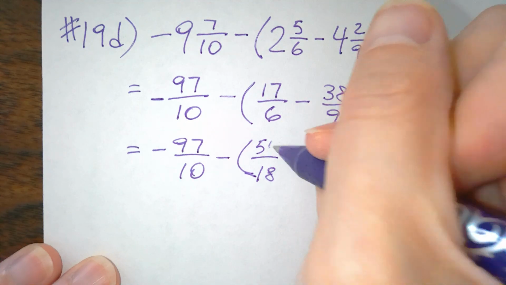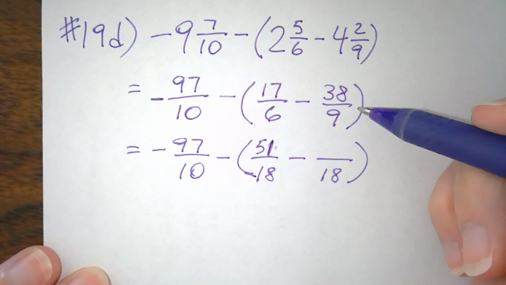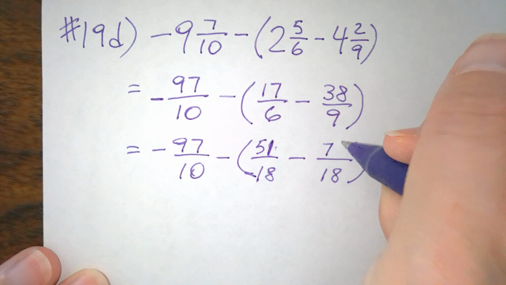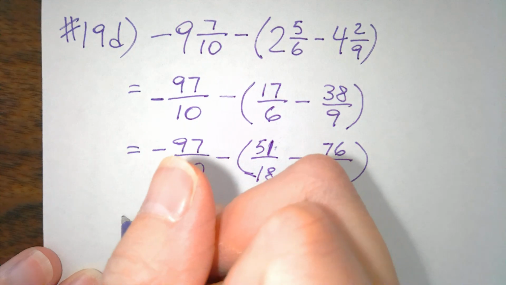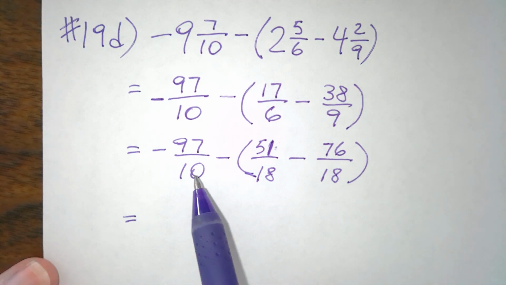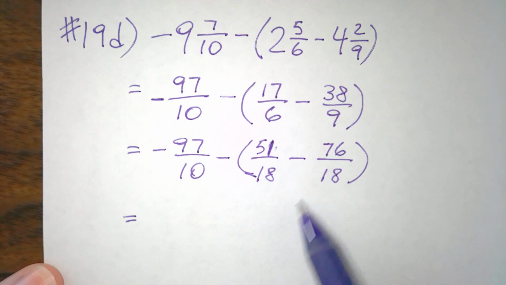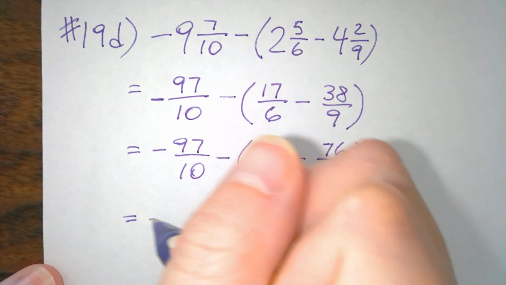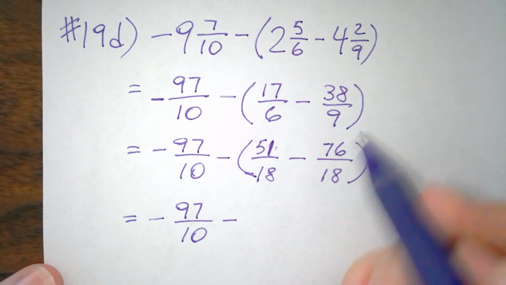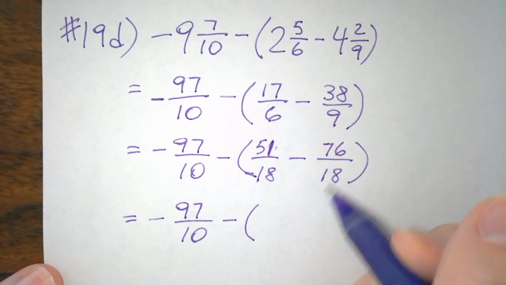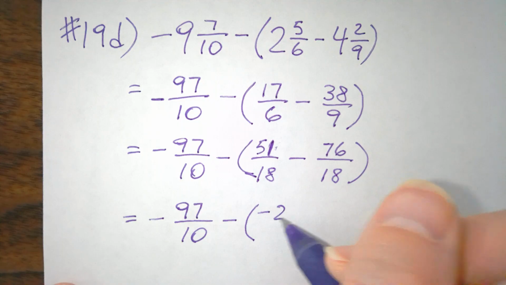Okay, and then what about the second fraction? 9 times 2 gives you 18. So 38 times 2, you get 76. You don't have to worry about the common denominator yet. You should always just do the bracket first and then deal with the next step. Okay, so you have negative 97 over 10 take away. When you do that, what do you get? Negative 25 over 18. Thank you.